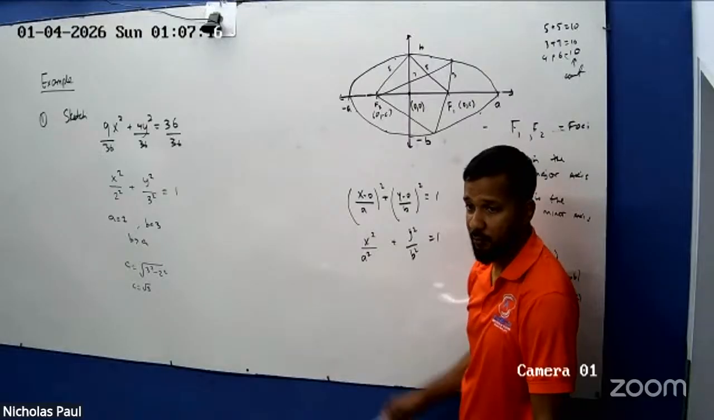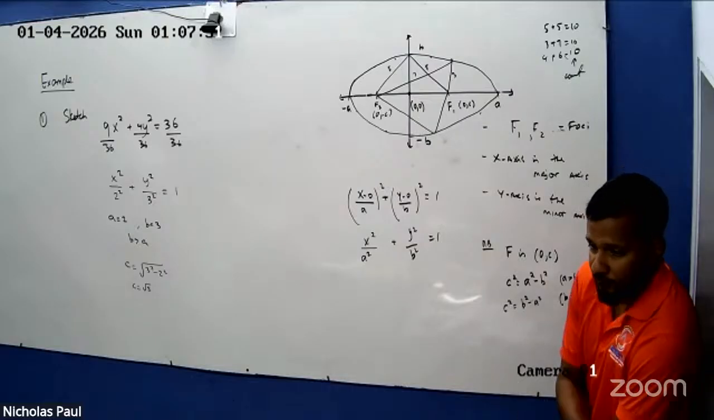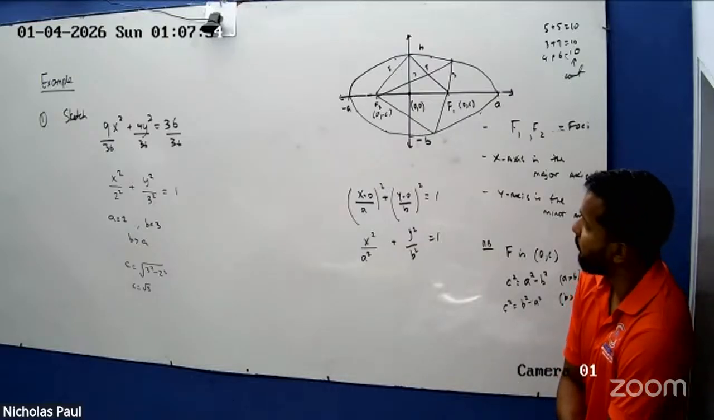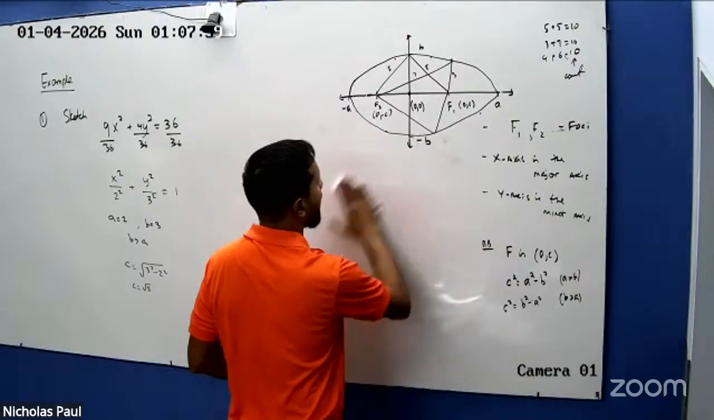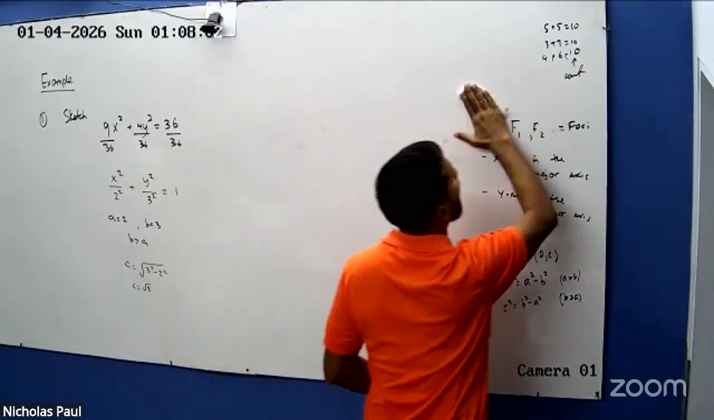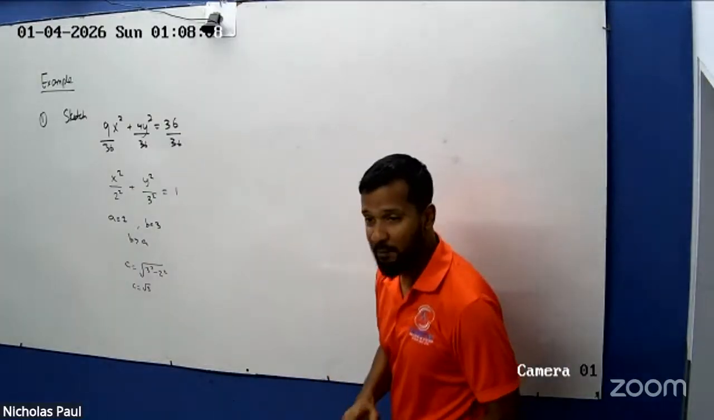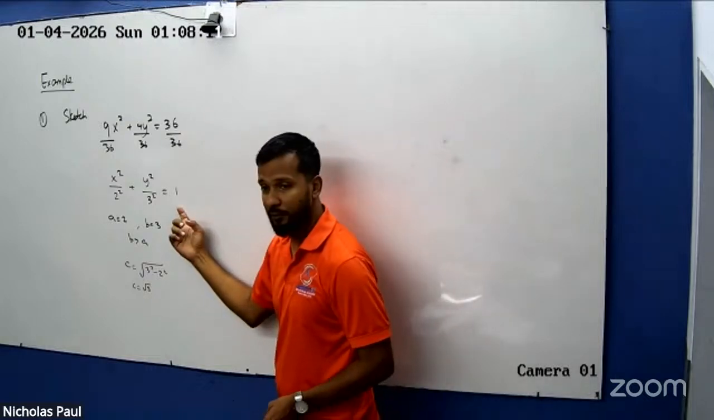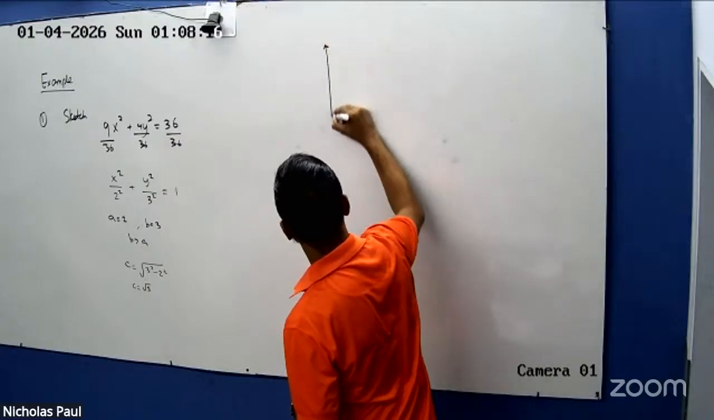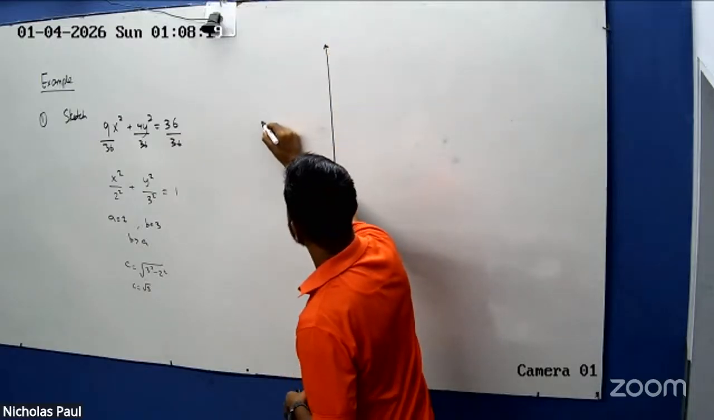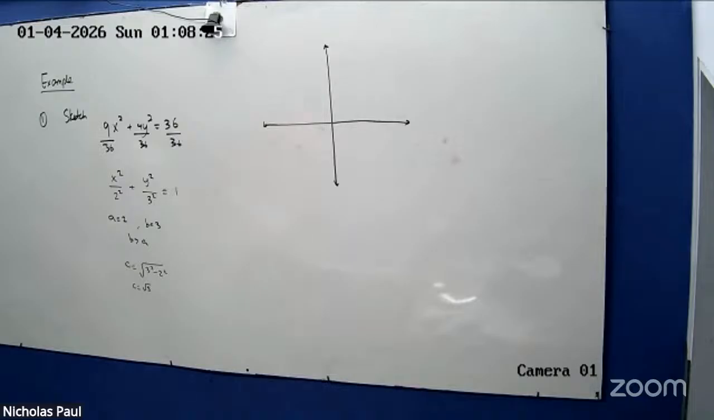Right, let's do a quick little sketch now of what it looks like. Right, what's the center here? Center is what? 0, 0, right? So the center is 0, 0. Let's take the picture. Those who are done, finish up.